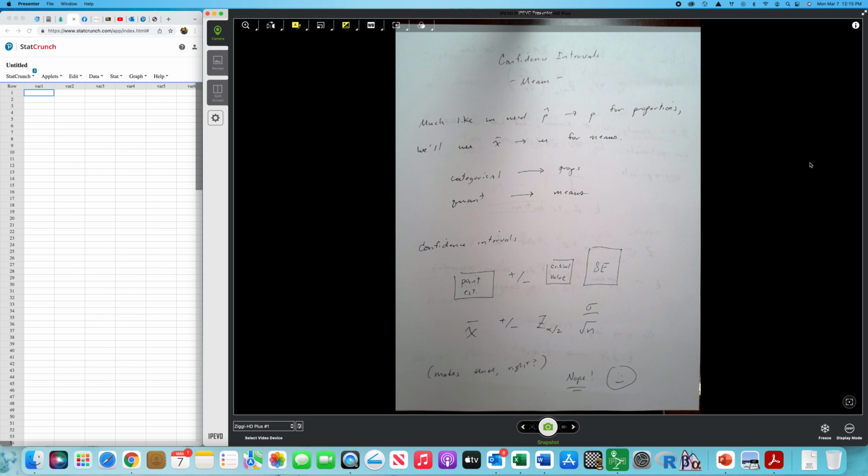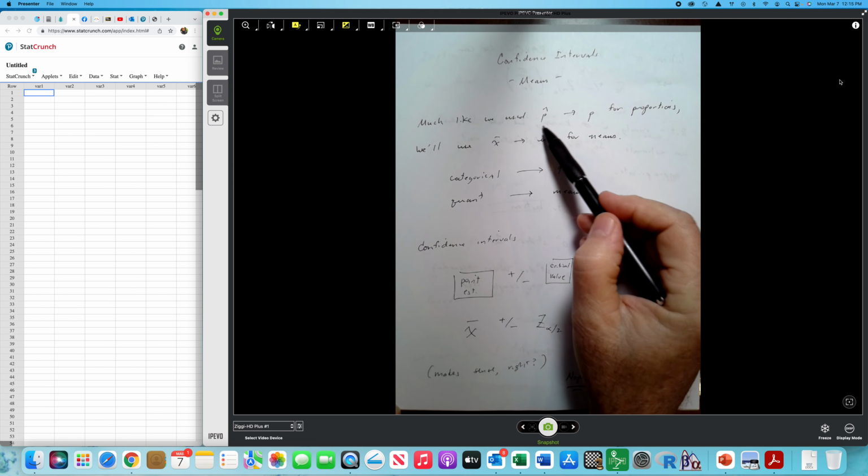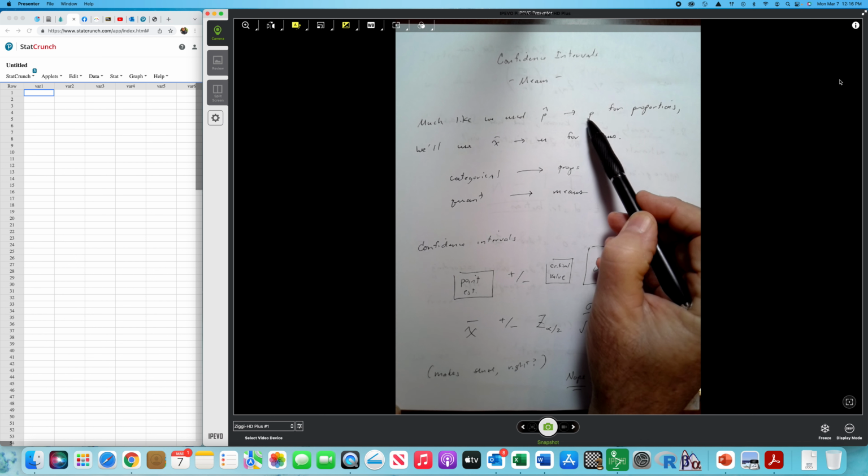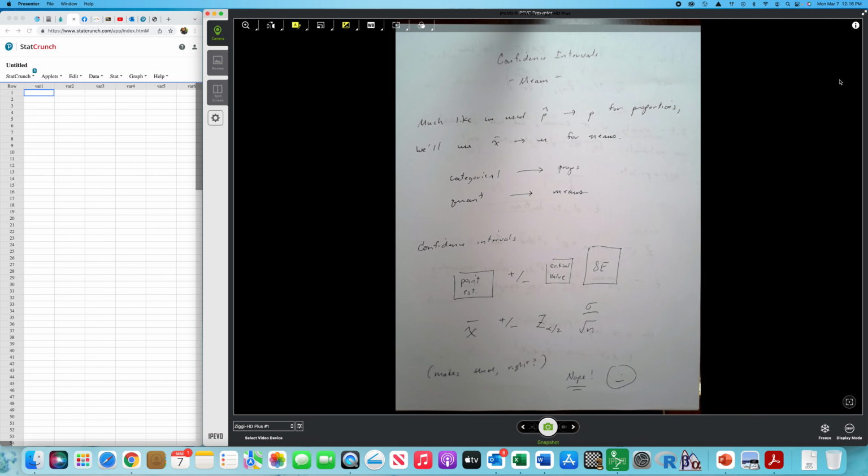All right, gang, the purpose of this video is to transition from confidence intervals for proportions to, see if this will get a little clearer, confidence intervals for means. So much like what we did for confidence intervals for proportions, we used p hat to estimate p. This was unknown. This was given in our sample.